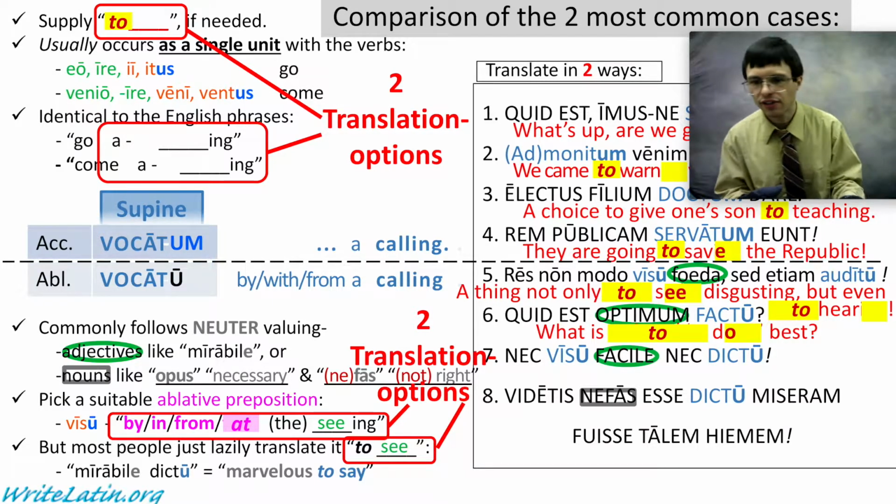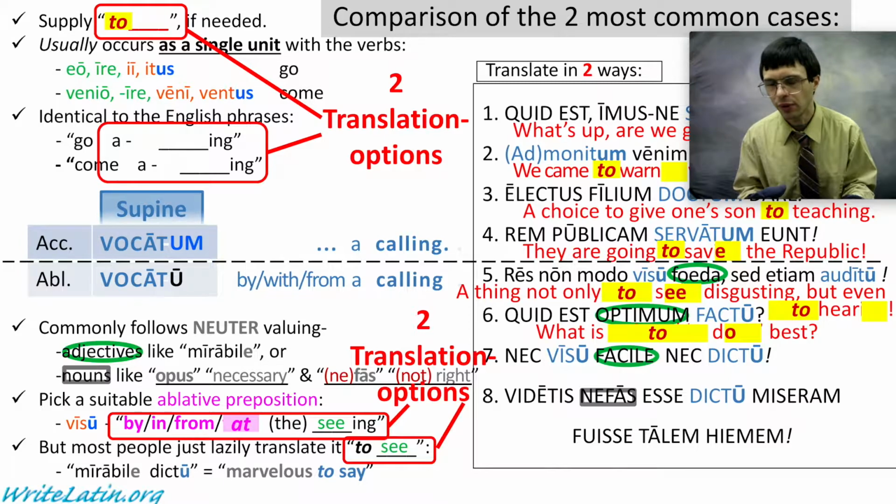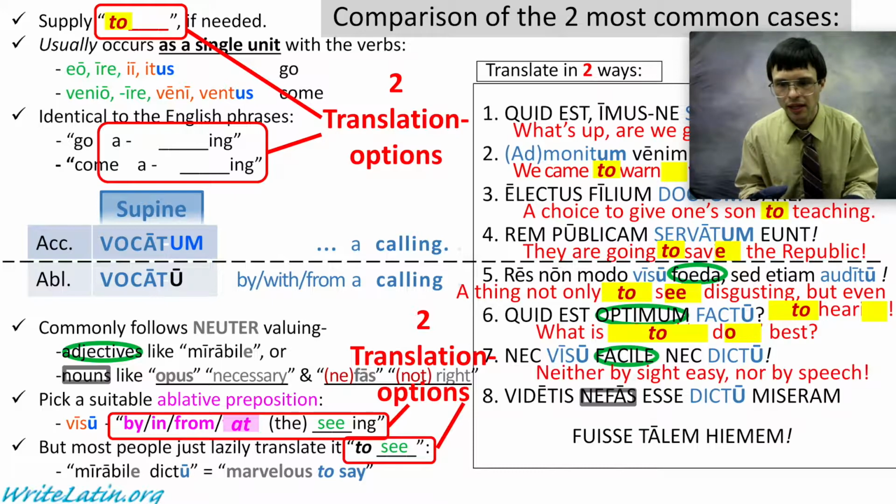All right, now try the number 7 and 8. Stop the video and start it again when you're ready to see the answers. And the answers? Neither by sight easy nor by speech. The better translation would be neither easy to see nor easy to say.